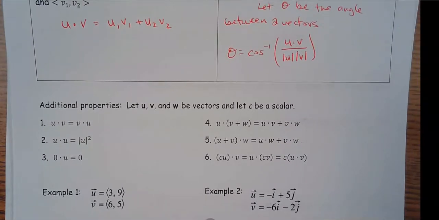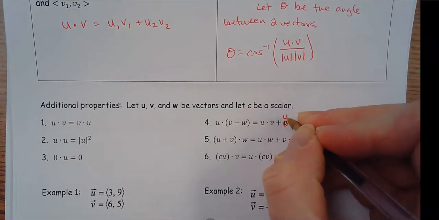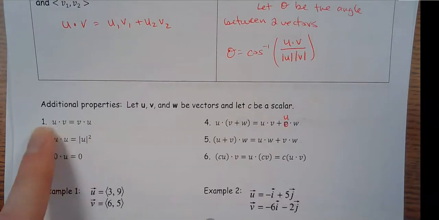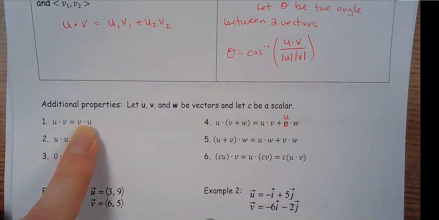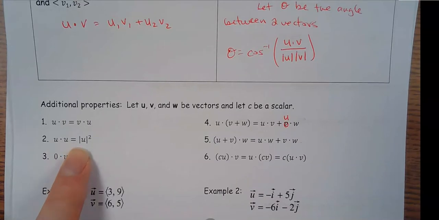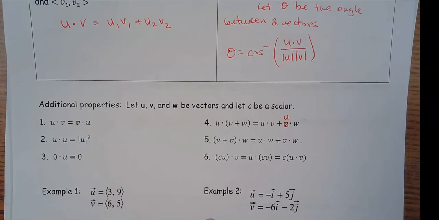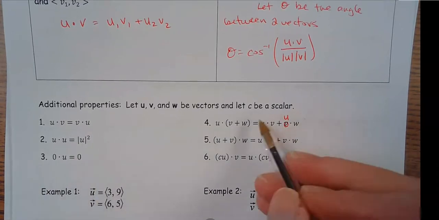Here are some other properties, and I did find a typo in this, so I want to point that out right away. This one right here should be a u. So if you have u dot v, sorry, my video froze. U dot v would be the same thing as v dot u. The order does not matter. If you were to take u dot u, that's the same thing as the magnitude squared, so you could save your time and just do the magnitude squared. If you did the dot product with 0 and u, the answer is going to be 0, the 0 vector or the origin, you would get 0 for an answer.